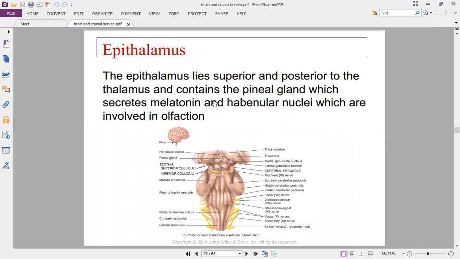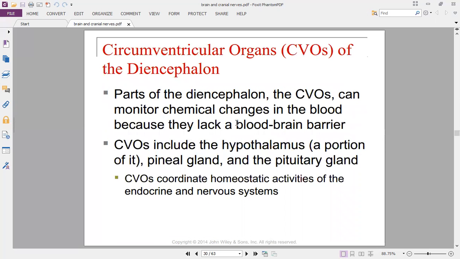The epithalamus lies superior and posterior to the thalamus and contains the pineal gland, which secretes melatonin, and the habenular nuclei, which are involved in olfaction. Melatonin is the chemical that helps in sleeping. It helps in body relaxation as well.